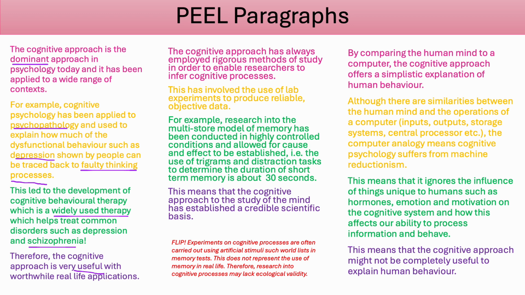Secondly, the cognitive approach has always been very rigorous in its methods of study to enable researchers to process and to infer cognitive processes. So the use of lab experiments produce reliable and objective data. For example, as mentioned earlier in this video, the research into the multi-store model, it's always been very highly controlled. It's allowed cause and effect to be established. They've been very scientific and objective in their planning of these studies. So this means the cognitive approach to the study of the mind is credible and scientific.